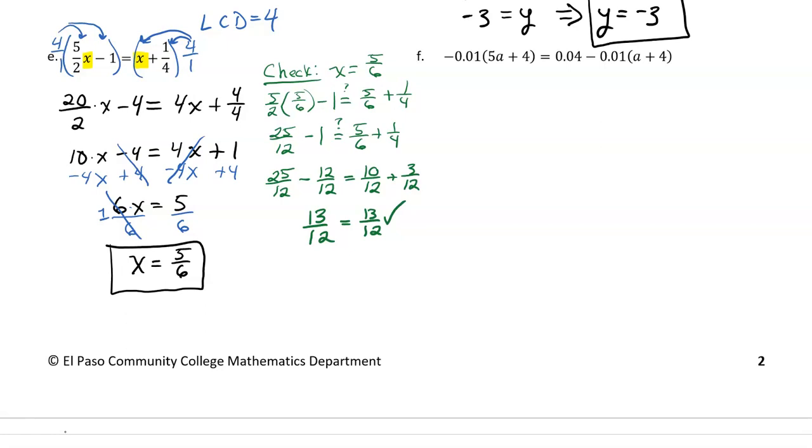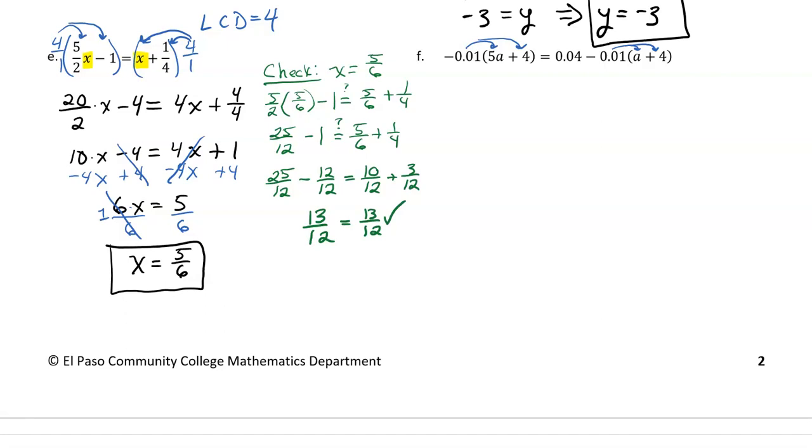We're asked to solve. So in part F, we have some decimals. So we have negative 0.01 times 5a plus 4 is equal to 0.04 minus 0.01 times a plus 4. Well, even though they're decimals, they're still numbers. I still see parentheses. So as we do with other parentheses, we have to distribute. We have to get rid of them so that we can get the variables to be able to move around. Right now they're kind of stuck inside those parentheses.